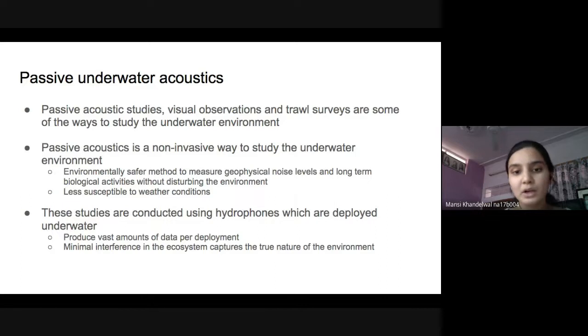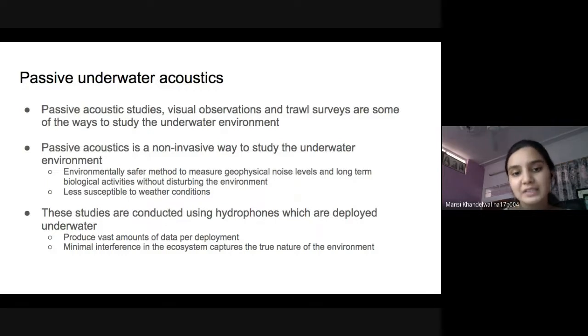But the bottlenecks of both these techniques are that, with respect to visual observations, after about 100 meters or so underwater, there is no light which travels through. So you cannot really have visual surveys occurring after that. And trawl surveys, which are done using sonar technology, are usually done through ships, which again disturb the underwater environment. So you cannot really capture the true nature of these biotic sources, at least in case you're using trawl surveys to study this environment.